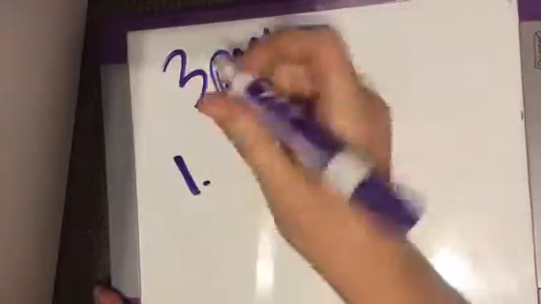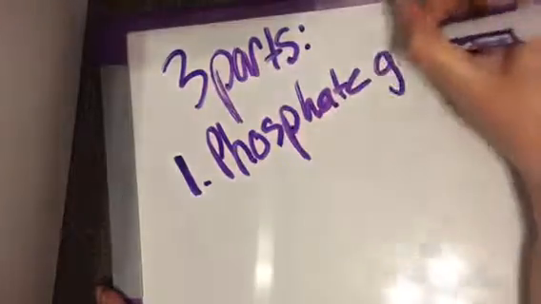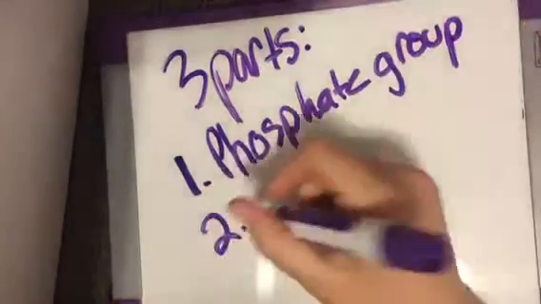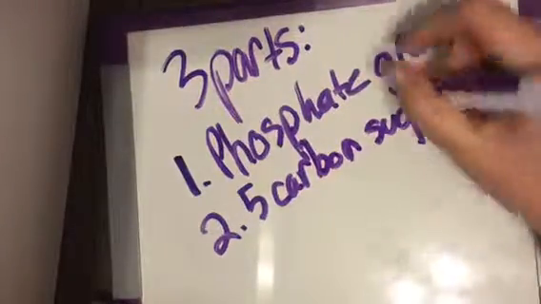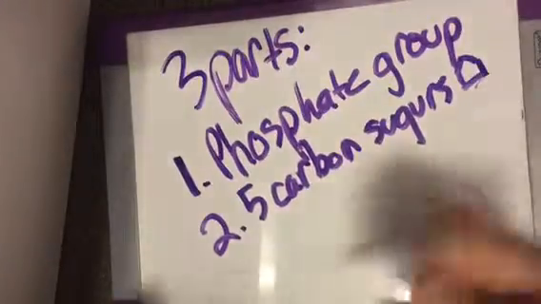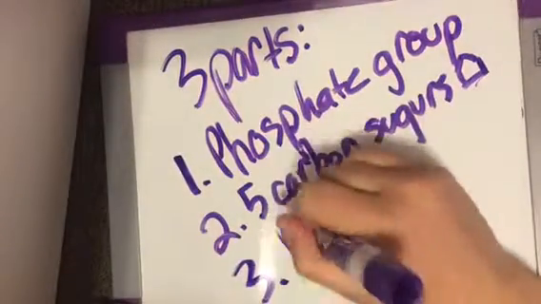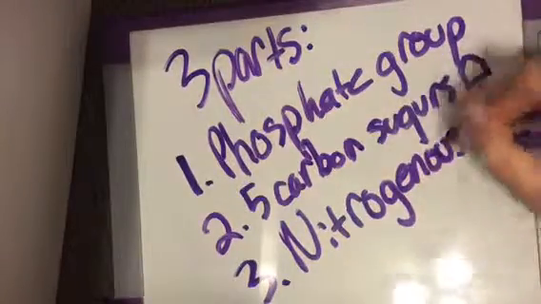The first part is the phosphate group, the second part is the 5-carbon sugar, and the third part is the nitrogenous base, which has 4 different types: adenine, guanine, thymine, and cytosine. The phosphates and the sugar both form the double helix.